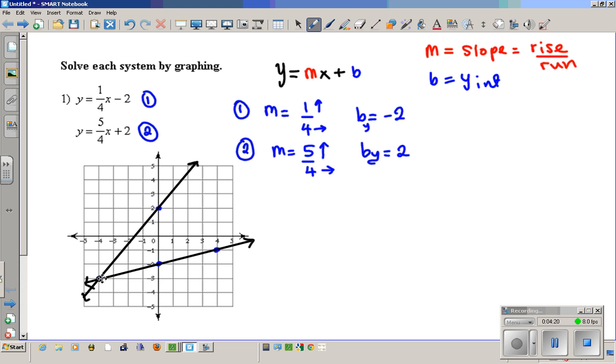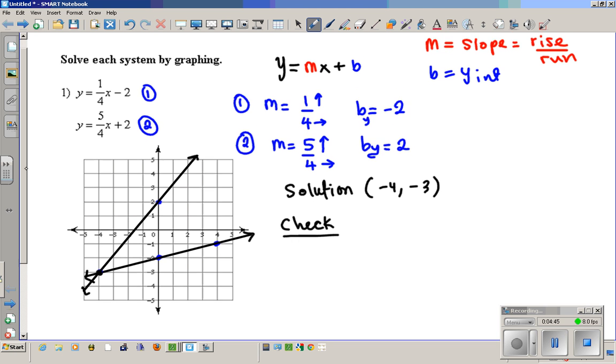Alright, so what is our solution? The solution is the coordinates of the intersection. So the solution is, for the x coordinate, -4, for the y coordinate, -3. So there you have it. Now I need you to check. You need to check to make sure your answers are correct. You're required to do this for all the problems. So we're going to do a check. Alright? So the check is as follows.